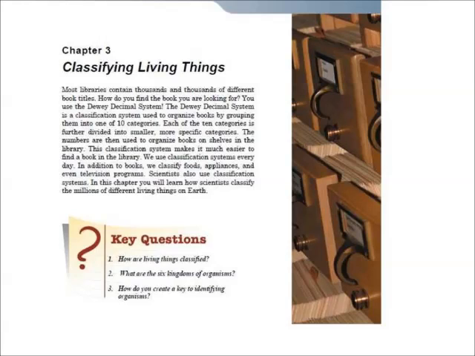Chapter 3: Classifying Living Things. Most libraries contain thousands and thousands of different book titles. How do you find the book you are looking for? You use the Dewey Decimal System.